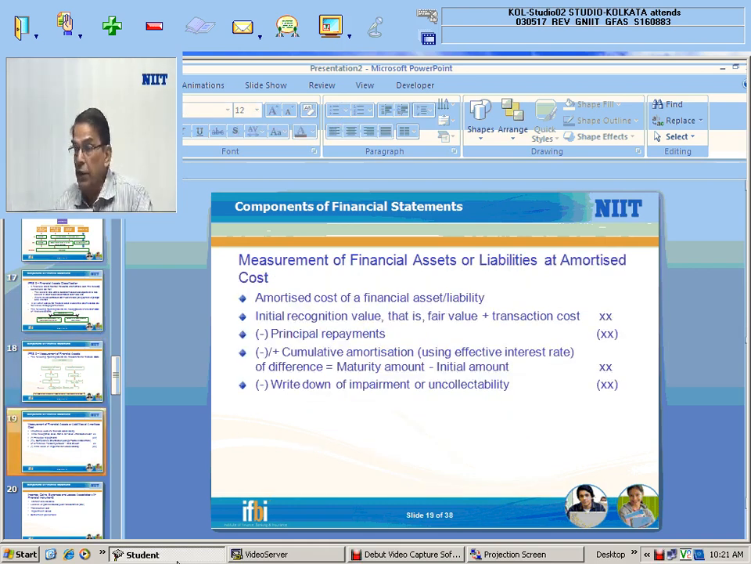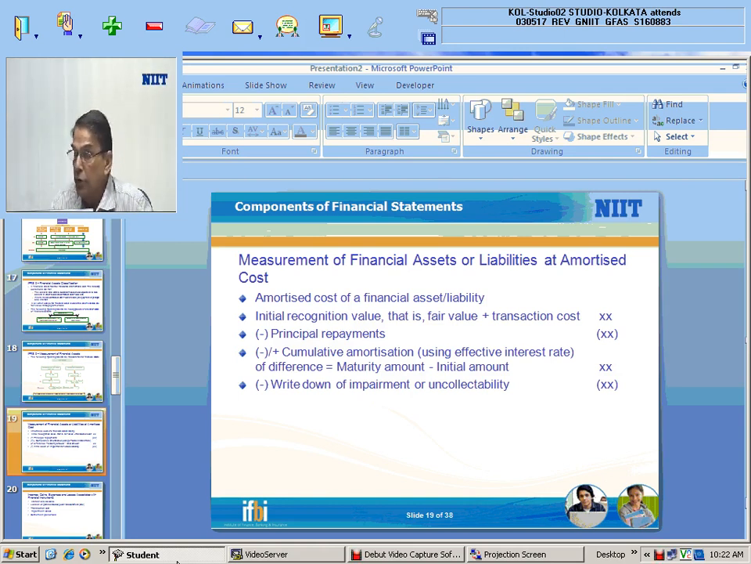So how is the measurement of financial assets or liabilities at amortized cost done? How is the amortized cost of a financial asset or liability calculated? Initial recognition value, that is fair value plus transaction cost, minus principal repayments during the intervening period between the date of initial recognition and subsequent measurement, plus or minus cumulative amortization using the effective interest rate of the difference between maturity amount and initial amount, minus write down for impairment or uncollectability. So that's how we arrive at the subsequent measurement at amortized cost.